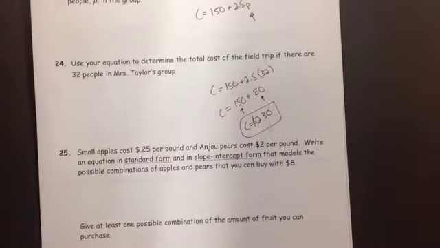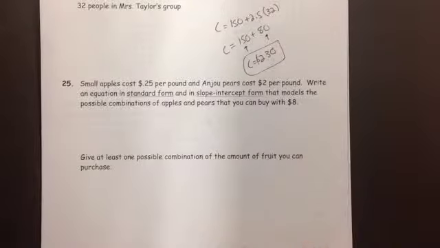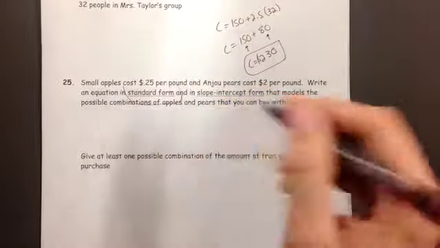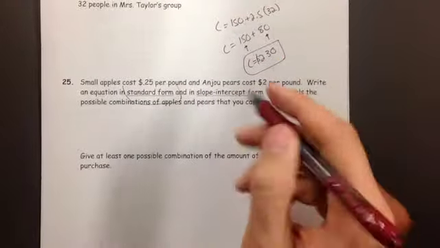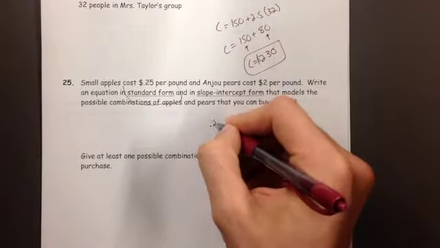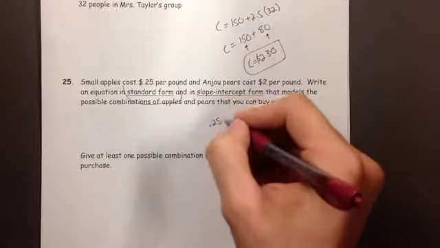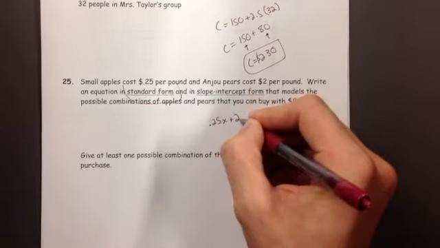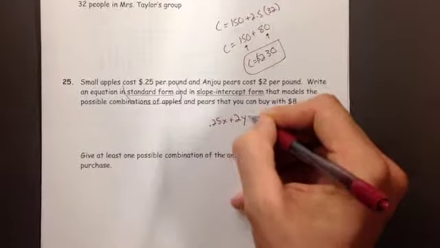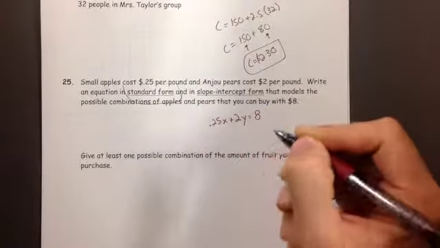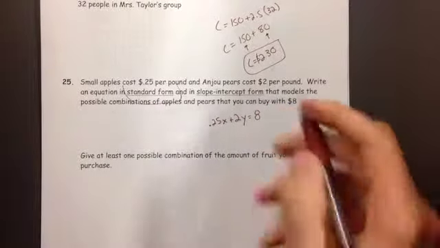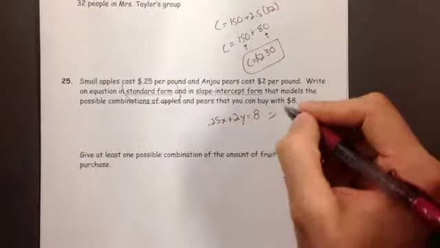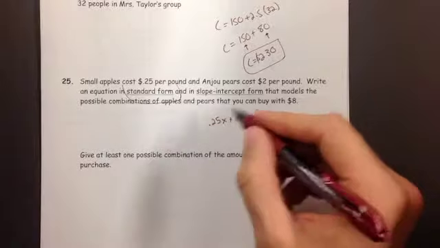Now, 25 has been giving my kids some trouble. The issue with 25: they're going to ask you for standard form. If I were to just write this out, you're going to get a standard form. How much are you going to spend? You're going to spend 25 cents on your apples a pound. You're going to spend $2 on your pears per pound. How much money do you have to spend? You've got $8. Now, personally, I'm using an inequality here, but don't worry about that. We're going to go with equals, and it should be all right. Now, this is standard form.